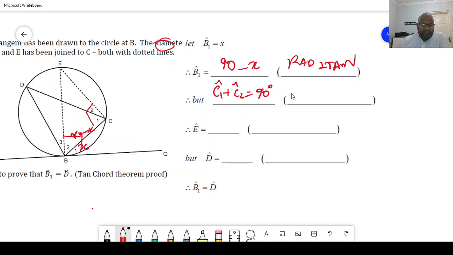And what's the reason there? Angle in semicircle. Okay, so we have an angle in a semicircle there.